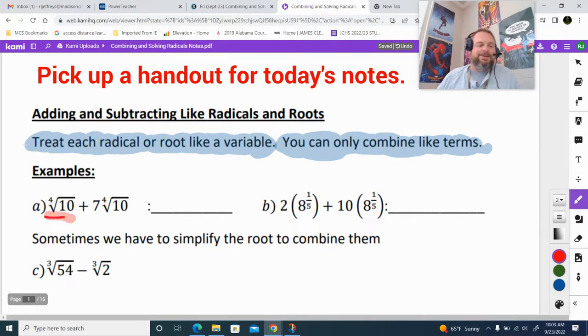So this is the 4th root of 10 and the 4th root of 10. This is understood to be 1. Remember, use a calculator if you need it. What is 1 plus 7? And that's it. That's when we treat each radical or root like a variable.